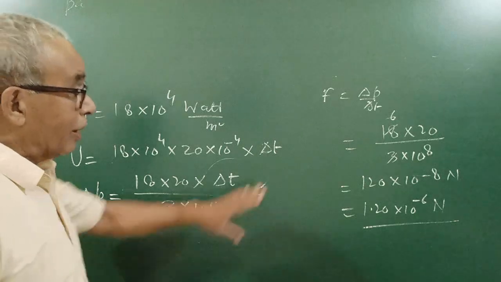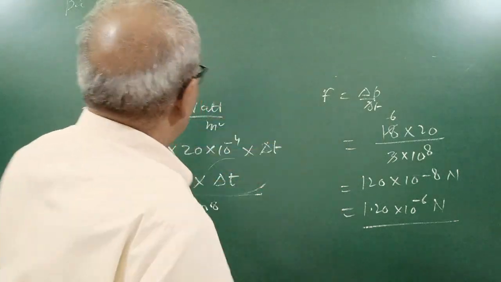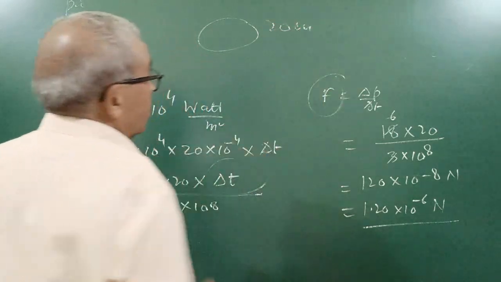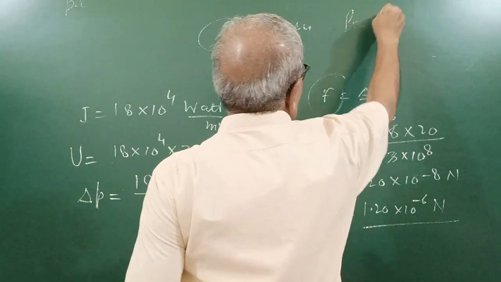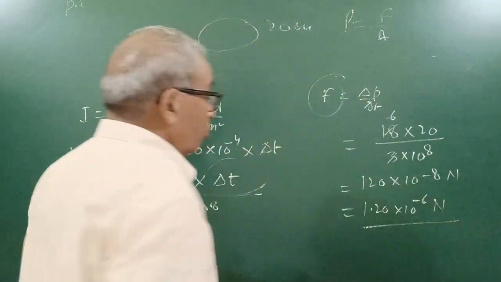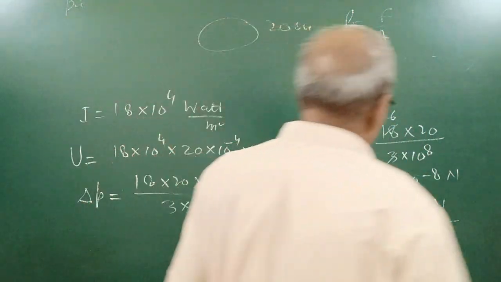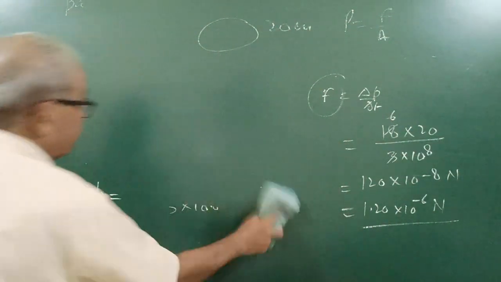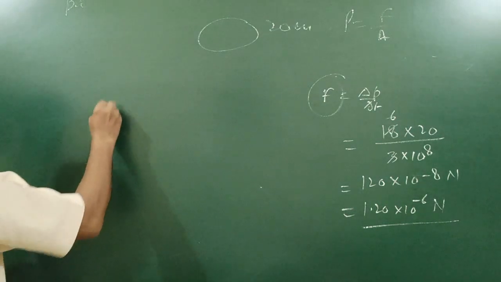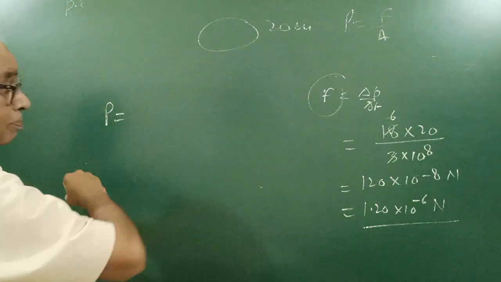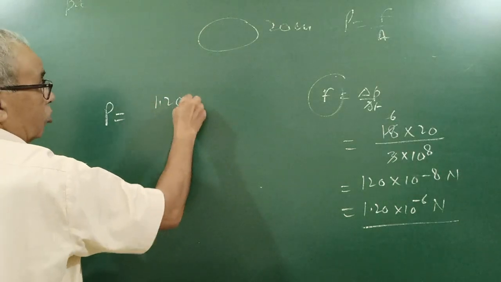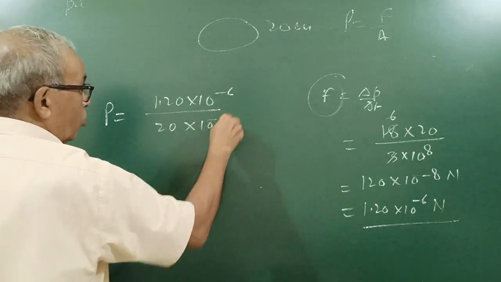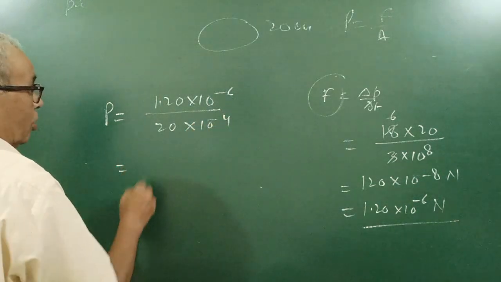If you want to find radiation pressure, वो 20 centimeter square एरिया है, उस पर ये force लगा. This force divided by the area will give you pressure. तो कितना है फोर्स? How much is this force? तो radiation pressure of this radiation is 1.20 into 10 to the power minus 6 upon 20 centimeter square, 10 to the power minus 4 meter square. So it will be how much?